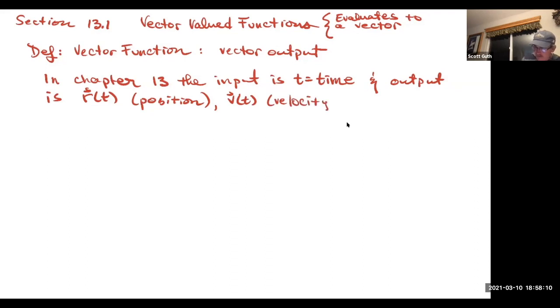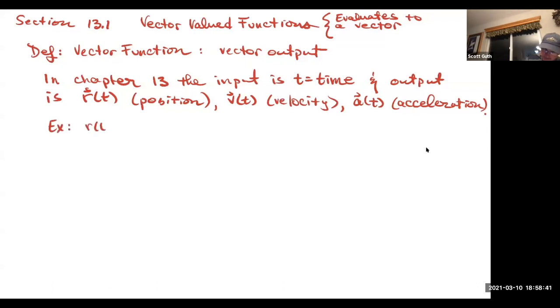V of t for velocity, A of t for acceleration. Now, we'll also talk about forces, but those are the primary vector functions. There will also be a unit tangent and a unit normal and a unit binormal. There's more.